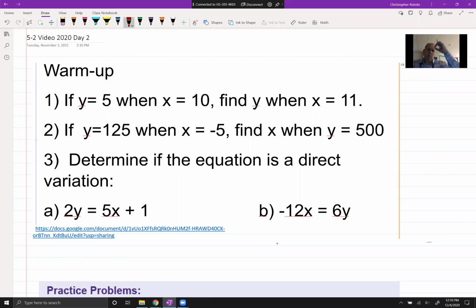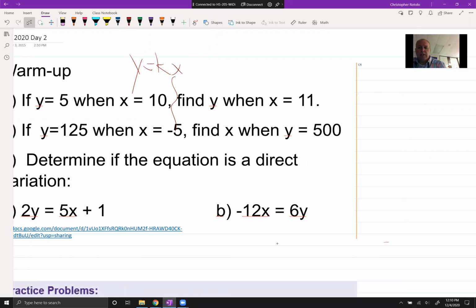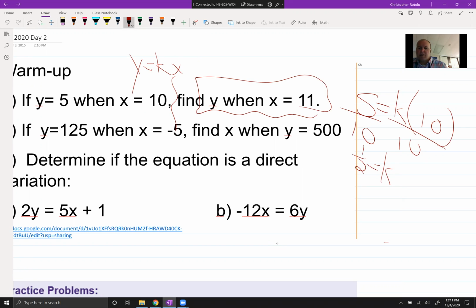All right, you crazy kids, we're on day 2 of direct variation. Remember, that's y equals kx. So what I have for you is just a little warm up, getting the routine of what we were doing before. So if 5 equals k times 10, we need to find out what that k is. What's the constant of variation? The k is 1/2, and then it says find y when x is 11.